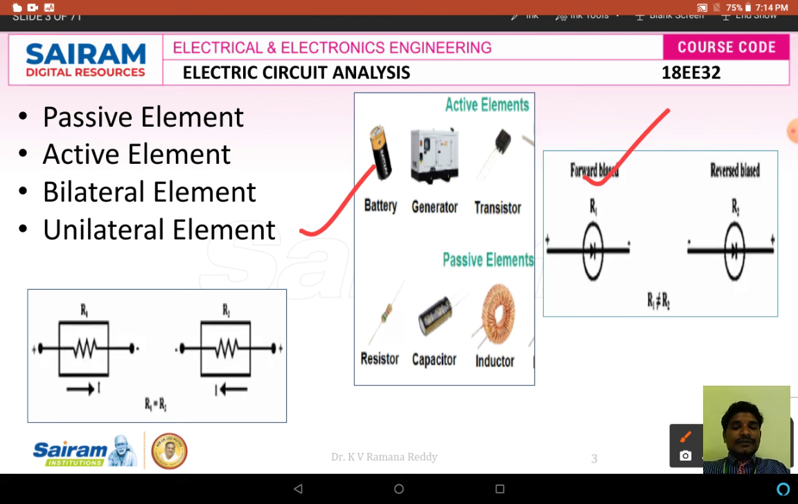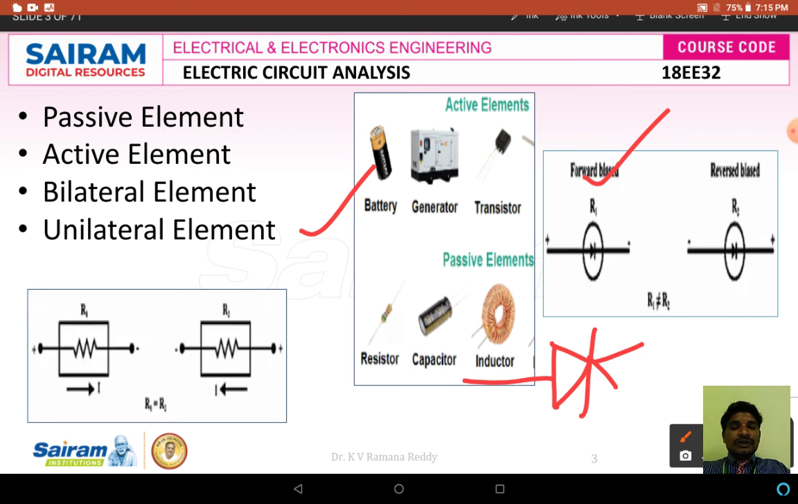Similar to the diode, if you take an SCR, it also allows current during forward biasing condition. During reverse biasing condition, it won't allow the current.